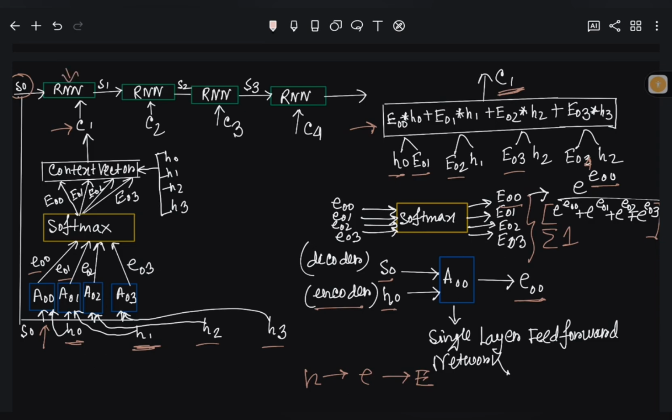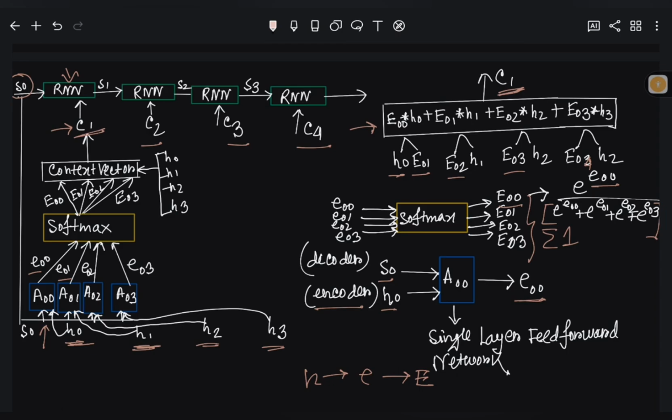Similarly, we can generate C2, C3, and C4. If I just talk about this context vector C1, it has access to each of these hidden states: h0, h1, h2, and h3. With this context vector, it can know which part of these hidden states it should give more emphasis or more attention. So that is the basic concept.